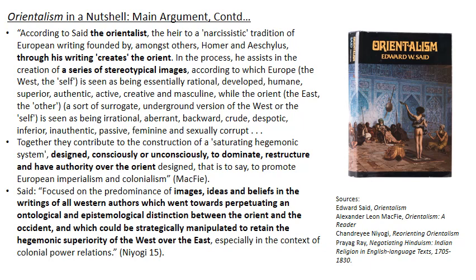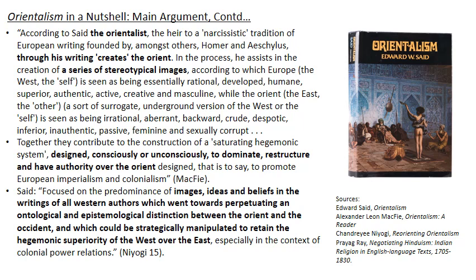Said focused on the predominance of images, ideas, and beliefs in the writings of all Western authors, which went towards perpetuating an ontological, that means to do with being, an epistemological, that means to do with knowledge, distinction between the Orient and the Occident, which could be strategically manipulated to retain the hegemonic superiority of the West over the East, especially in the context of colonial power relations.